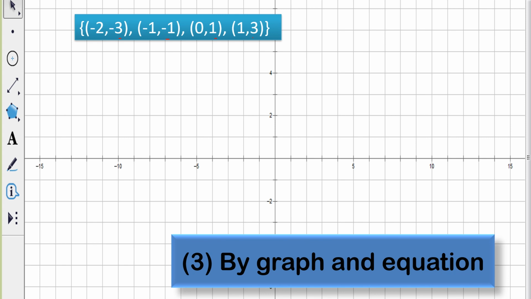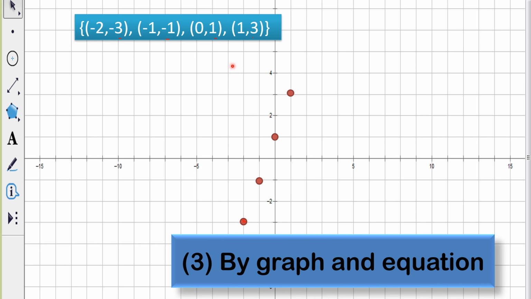Ito, dito siya banda. Tama? -2, -3. So, first point, ayan. Next point is -1 and -1. Ayan, -1 and -1. Next is 0, 1. So, dito siya, 0, 1. Tama? Okay, next, 1, 3. Si 1, 3, dito siya. Right? So, ayan.